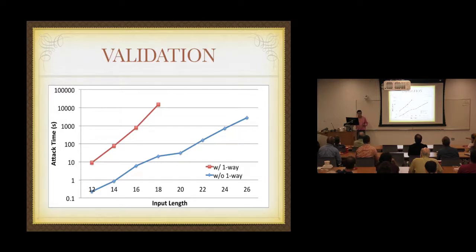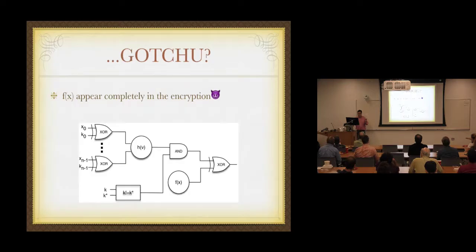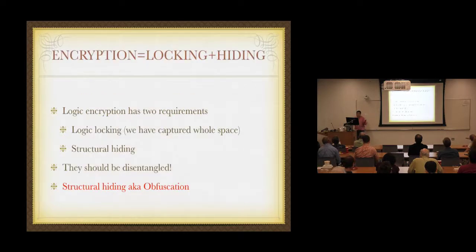Okay, so I think this is the question you ask, right? We cannot give this to the attacker, right? Because simply, the attacker can grab fx from this structure. So therefore, logic encryption is actually two problems merged into one.